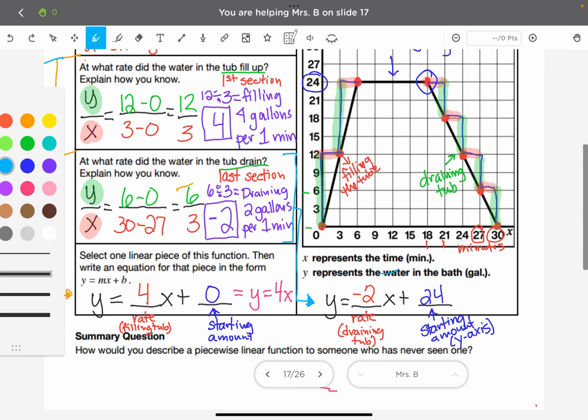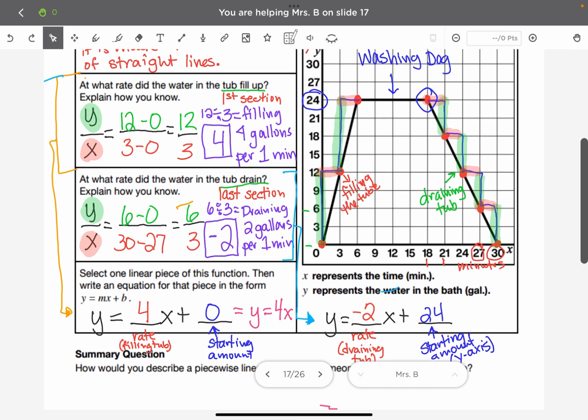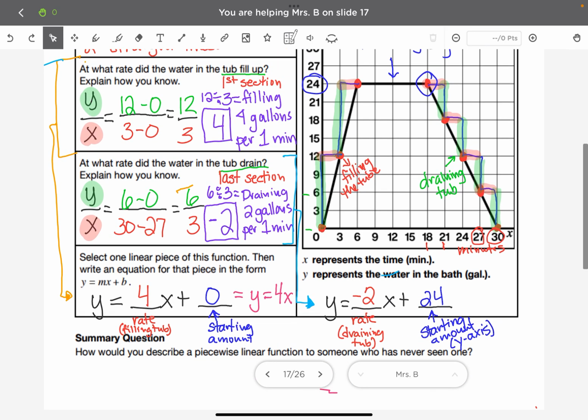So you can see the difference between the two equations depending on what part of our line, or what part of our piecewise function, we're comparing. Please make sure that your notes are complete and that you have all work showing how we found those rates, so that you can use that to help you moving forward.